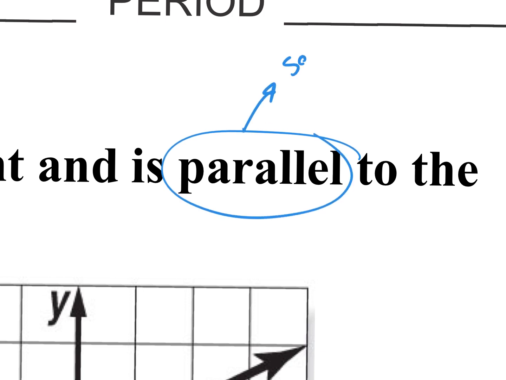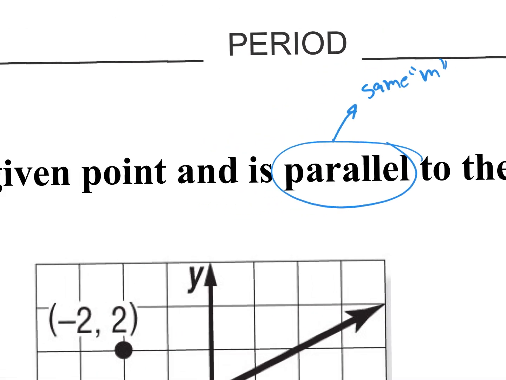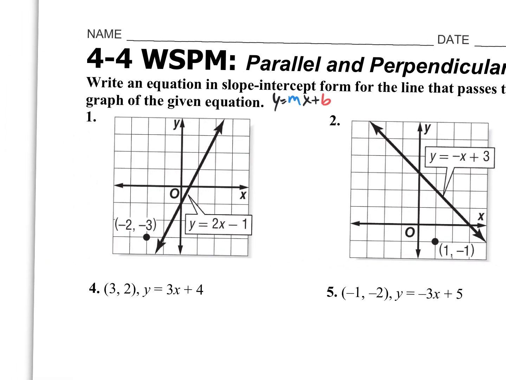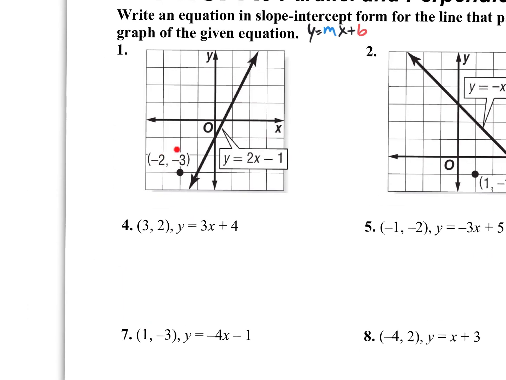Parallel means same slope. So when they tell you that your line is going to be parallel to the given line, because it says it's parallel to the graph of the given equation, what they're really doing is indirectly giving you the m value, because it's the same exact m value, okay? So they say your line passes through this given point and is parallel to this line. So technically, they are giving you a point, which you could see is -2, 3. It's right here. And they're indirectly giving you a slope.